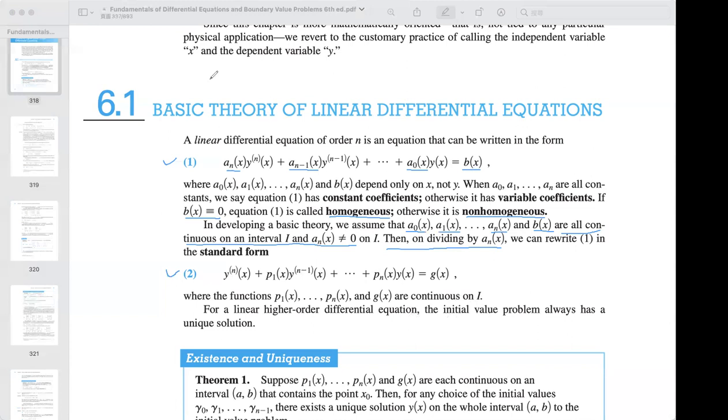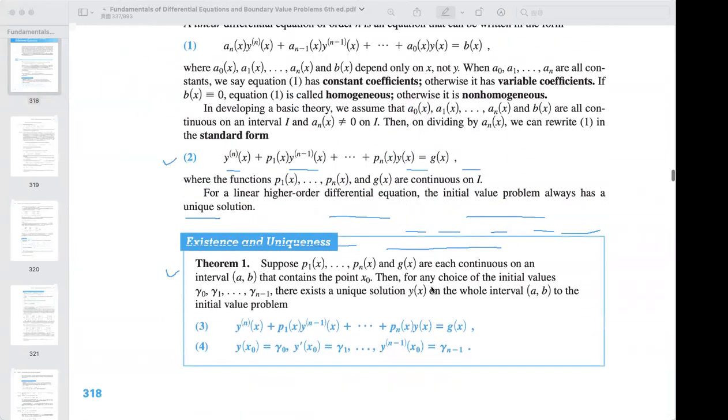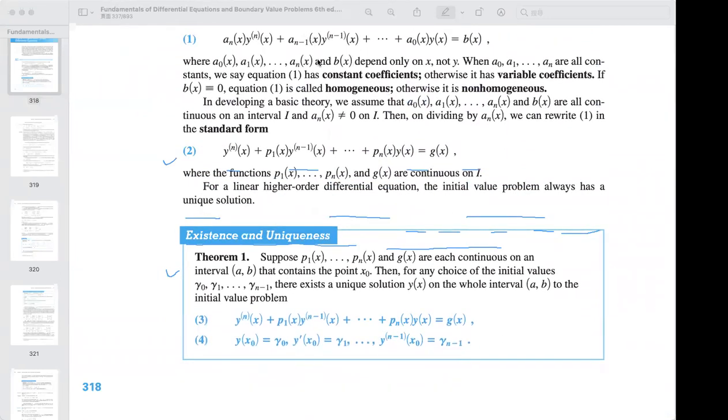Okay, so next, let me erase this. First theorem we are going to study is theorem 1. It's about, same as before, the existence and uniqueness of an initial value problem. It's very easy. It's just like the previous one, just extended to an nth order equation.